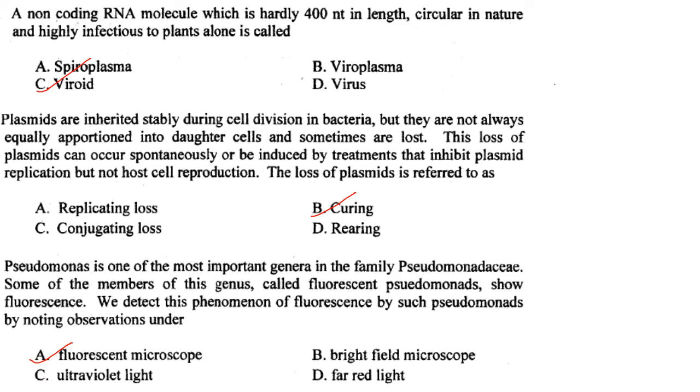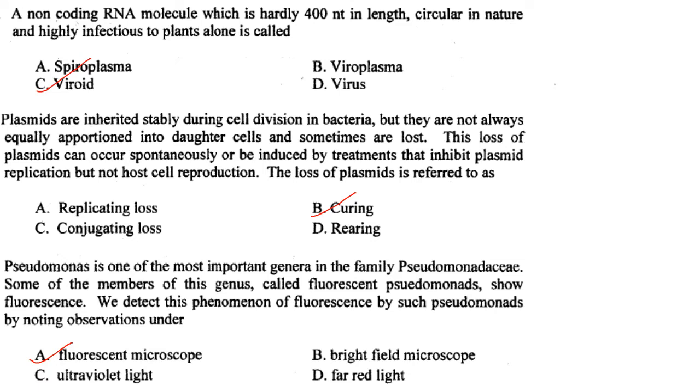Plasmids are inherited stably during cell division in bacteria, but they are not always equally apportioned into daughter cells and sometimes are lost. This loss of plasmids can occur spontaneously or be induced by treatments that inhibit plasmid replication but not host cell reproduction. The loss of plasmid is referred to as curing.